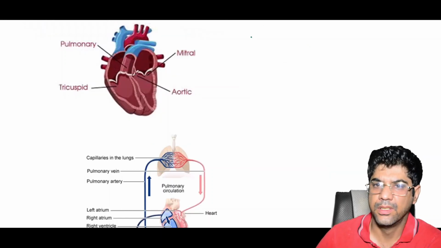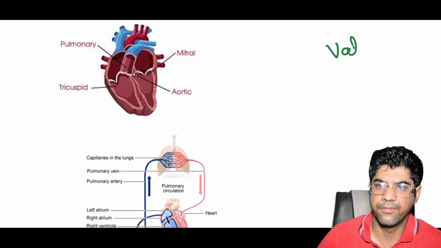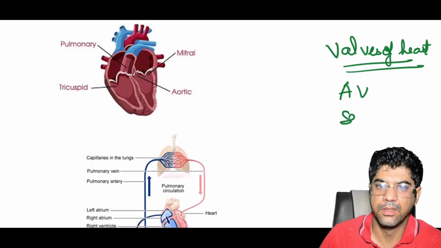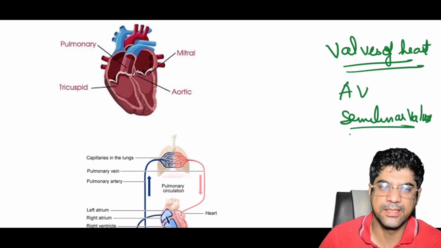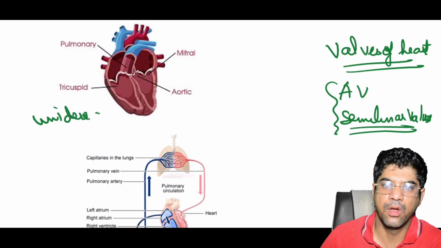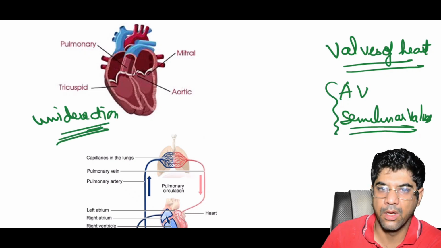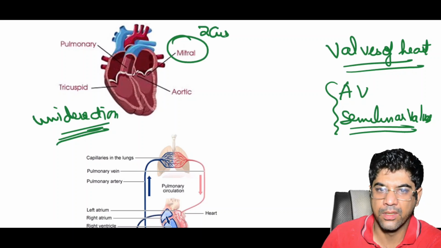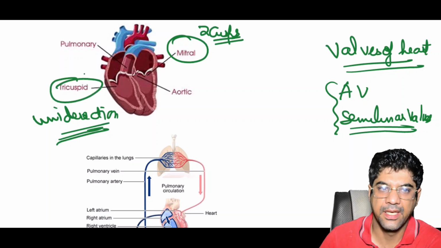Now coming to the valves of the heart, there are 4 valves in a human heart. 2 are AV valves and 2 are the semilunar valves. These valves have a unidirectional blood flow. The left AV valve, also known as the mitral valve, has 2 cusps, while the right AV valve, or the tricuspid valve, has 3 cusps.